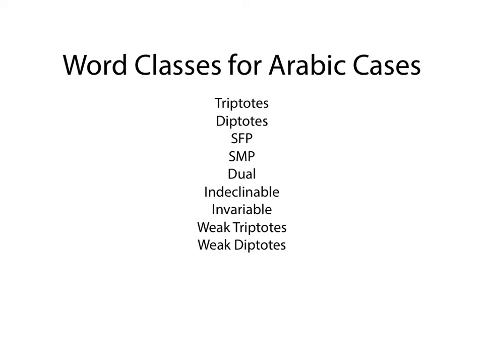The names for these classes, like triptote and diptote, are rather arbitrary, but these are just the names that are traditionally used to refer to these classes. You could just say class 1, class 2, etc. It is not important to try to understand what the word triptote means. It's just the name of a word class, and that's it.